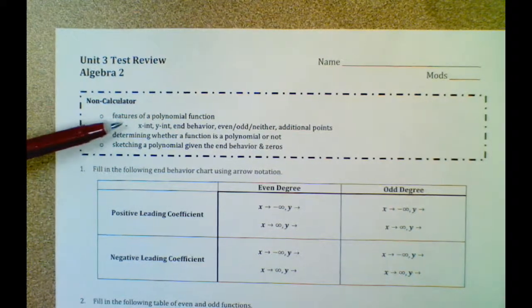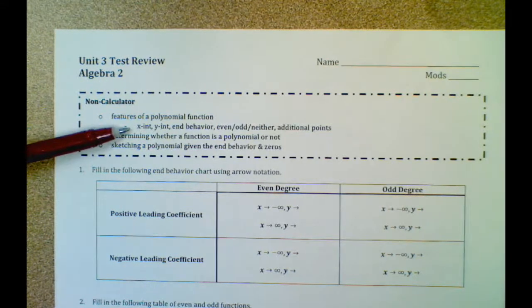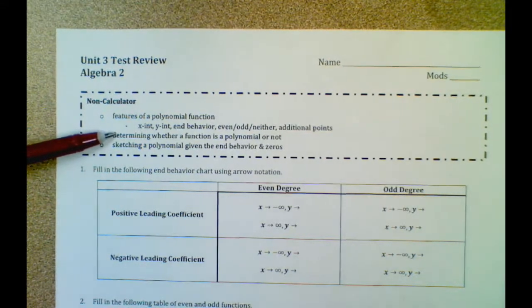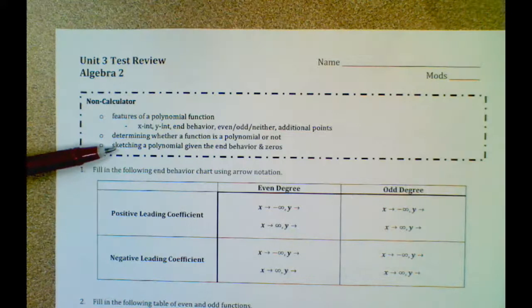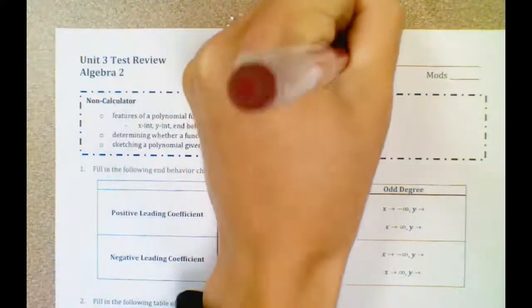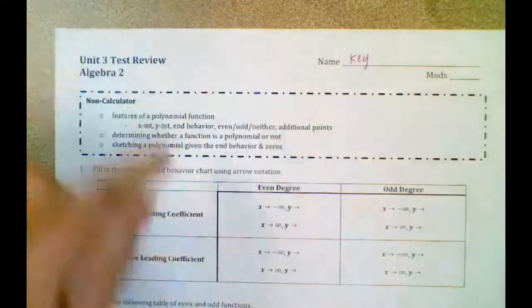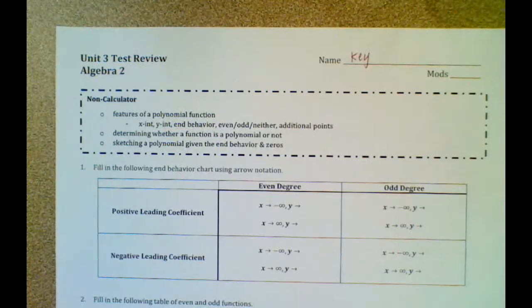You need to know features of a polynomial function, which are listed below, determining whether a function is a polynomial or not, and sketching a polynomial given the end behavior and zeros. All of that is mentioned in these problems down below. So to start, it just says fill in the following end behavior chart using arrow notation.